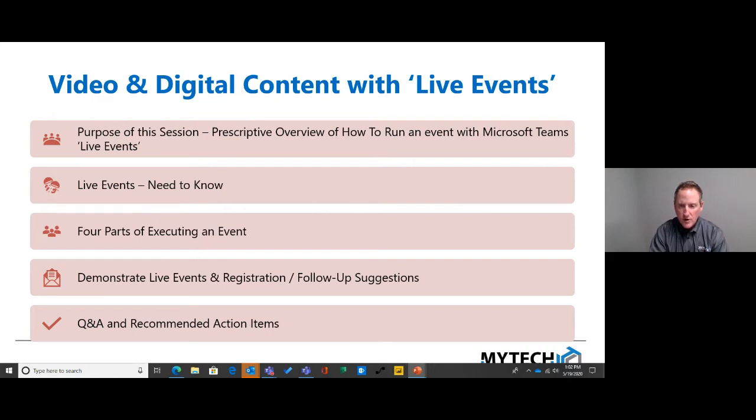But let's have a real quick overview. The purpose of this session, we don't have a lot of time, so we're going to do a prescriptive overview of how to run an event with Microsoft Teams live events. We're going to cover not only the live event functionality, but also the registration and follow-up suggestions. There are a couple of gotchas and need-to-knows that are important. So if you plan to use live events as an option, you're going to want to get those figured out first. Then we'll hit on the 4 parts of executing the event, and then we'll walk through a demonstration of these different capabilities, with some Q&A and recommended action items at the end.